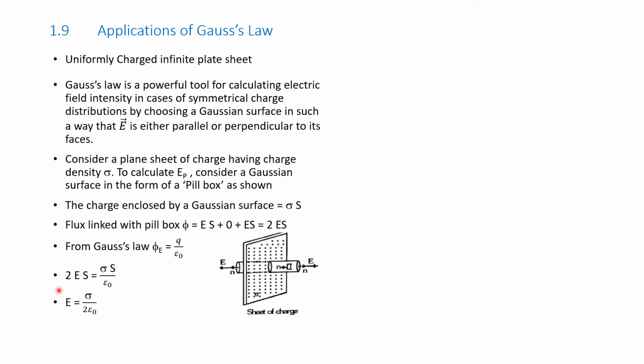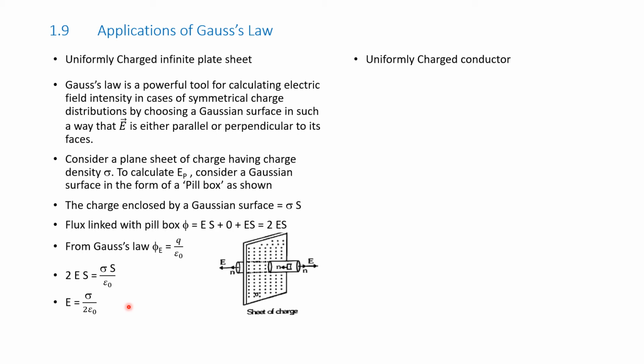Therefore, E is given by, this S and this S get cancelled. Therefore, E is equal to sigma, and this 2 comes to the denominator, 2 epsilon naught. So this, E is equal to sigma over 2 epsilon naught, is the electric field intensity for a Gaussian surface of an infinite plate sheet.